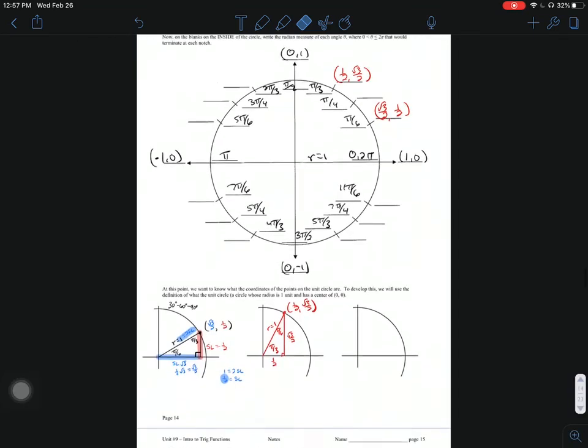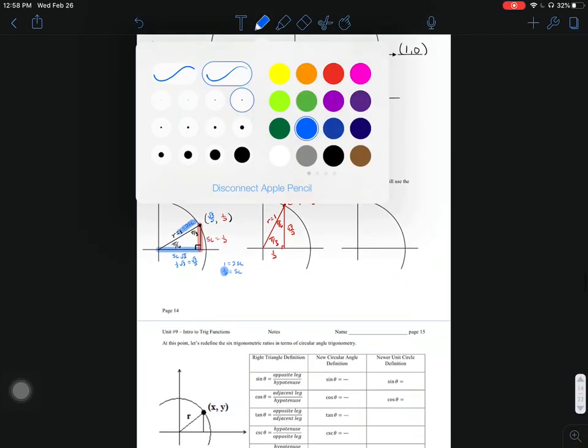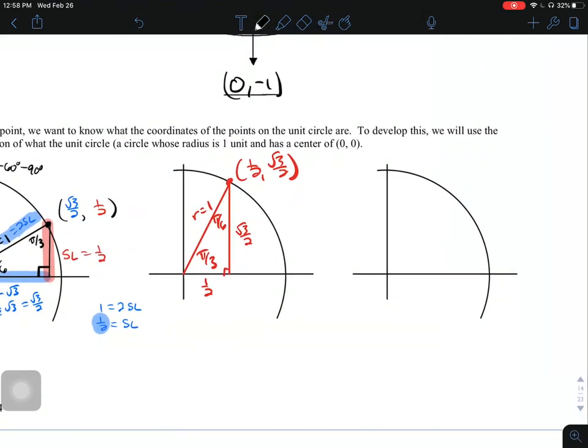What about pi over 4? Let's check that out. Pi over 4, which is 45 degrees, it's going to make this a 45, 45, 90.